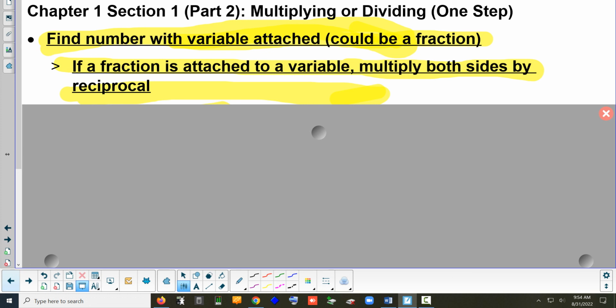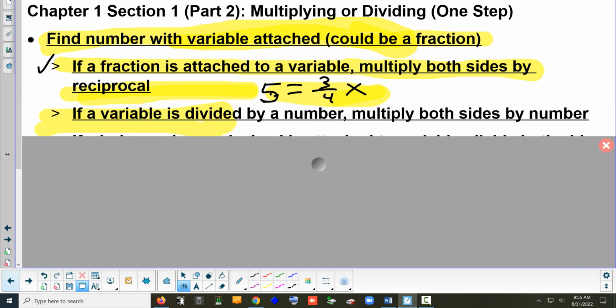So there's really two types of problems where you have to multiply. I'm going to show you, we're not going to do it yet, but I'm going to show you an example of each type. That's an example of a problem where you would have to multiply. There's a fraction attached to the x. So we multiply both sides by the reciprocal.